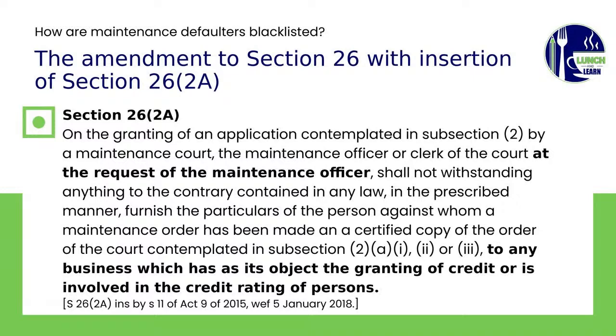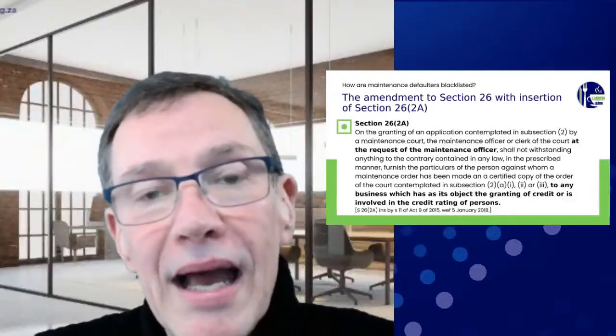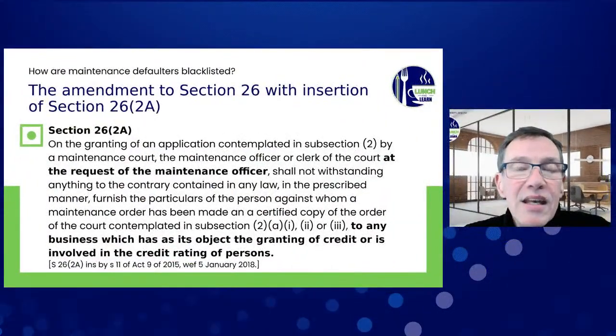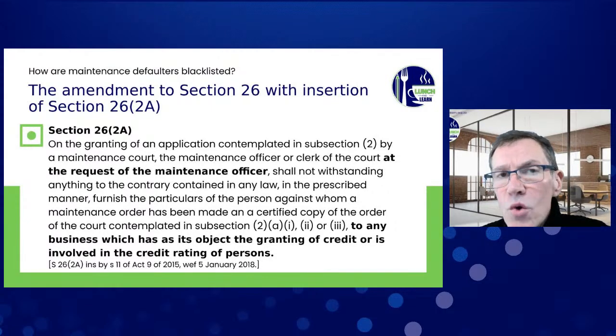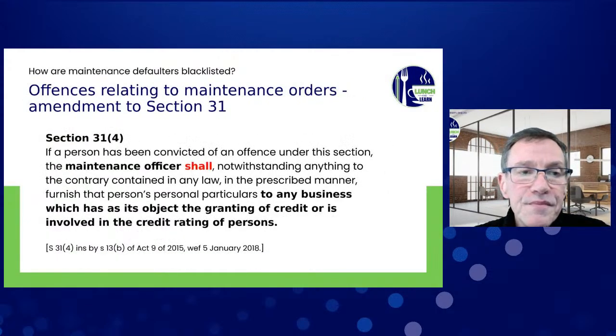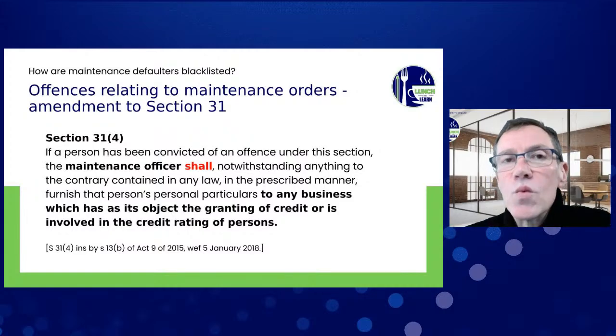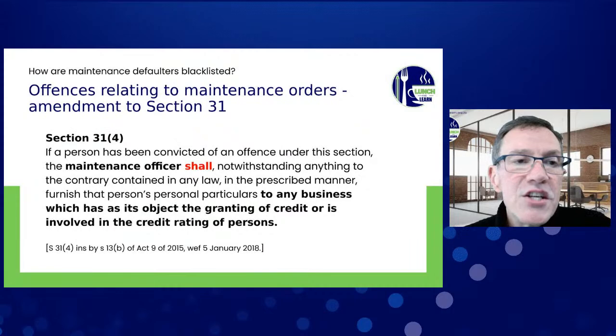And that is considered to be any business which has as its objective the granting of credit or is involved in the credit rating of people. So now we sit with a situation where Section 26(2)(a) actually provides that all this information, on request of the maintenance officer, needs to be given to any company that is involved with the credit rating of persons, in other words, a credit bureau. So the question is, why is it not done? We'll address that question later on during the session.